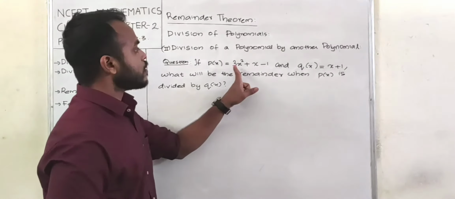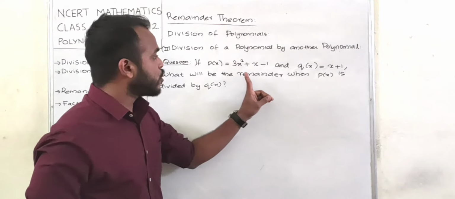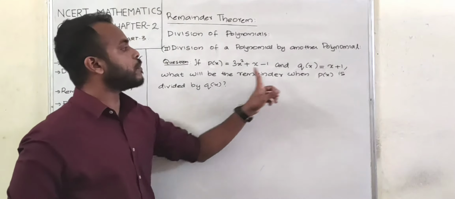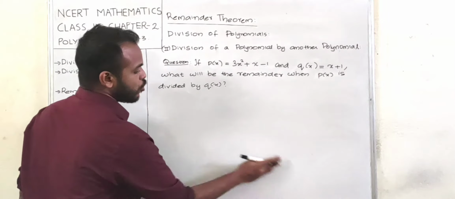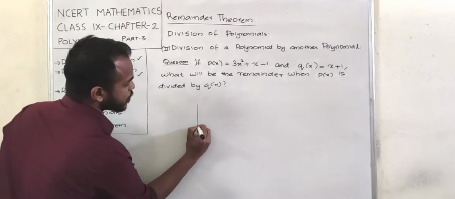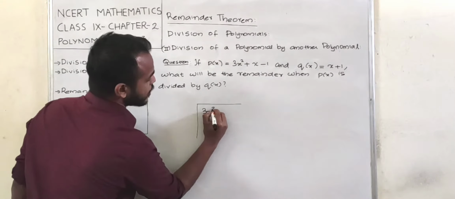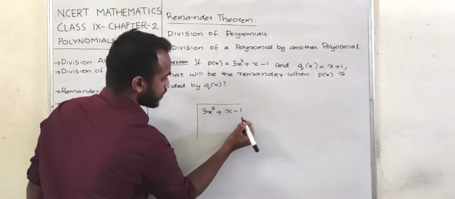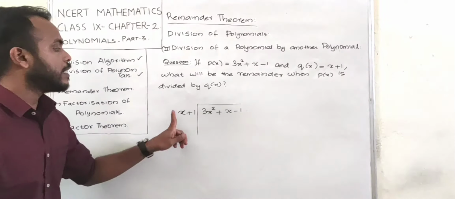First of all, this is the dividend and this is our divisor, because we are asked to divide p of x by q of x. So you should write it the normal way. This is your division process. You will write 3x square plus x minus 1 here and x plus 1 as the divisor.